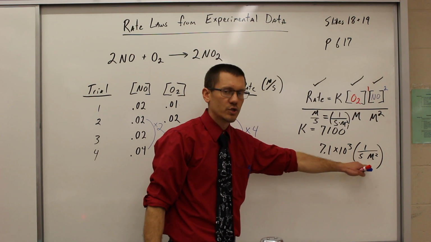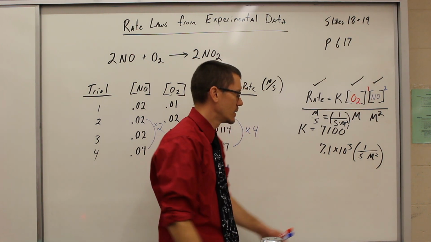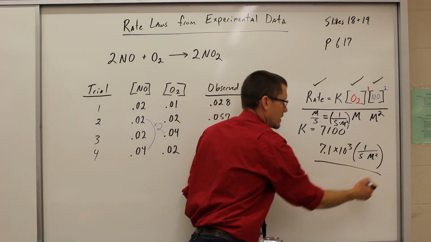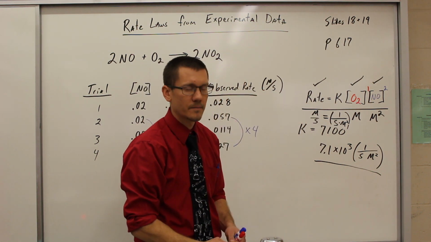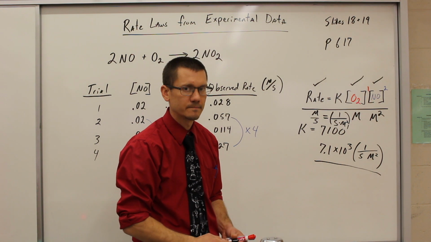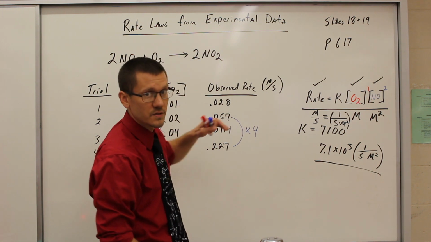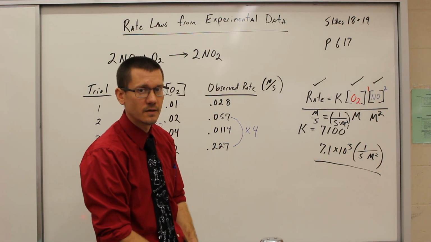The units on K will change depending on reaction order. So this is your value for K. This is your rate law. We can substitute that K in there for any situation we have. And that's rate laws from initial concentration in experimental data.